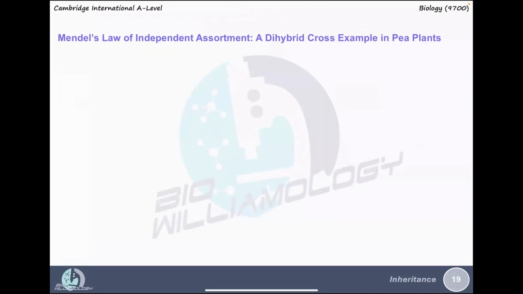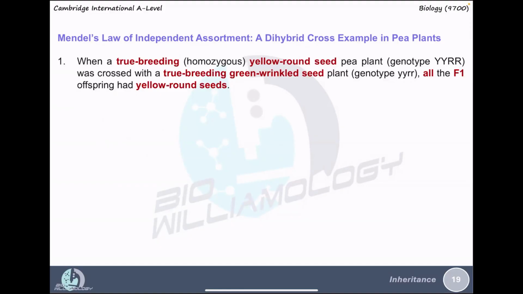Next, let us look at Mendel's law of independent assortment, where we study a dihybrid cross in pea plants. When a true-breeding homozygous yellow round seed pea plant was crossed with a true-breeding green wrinkled seed plant, the F1 offspring had yellow round seed. So this means that yellow is a dominant trait and round is a dominant trait as well.